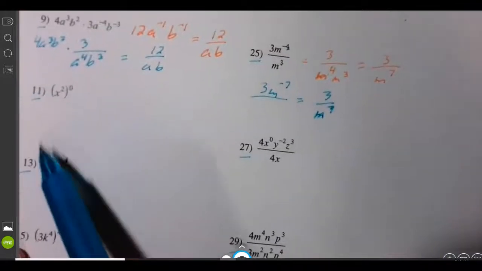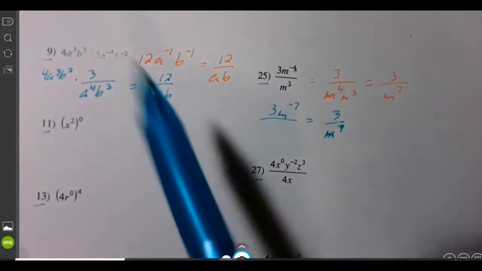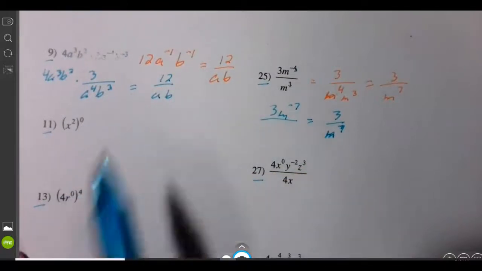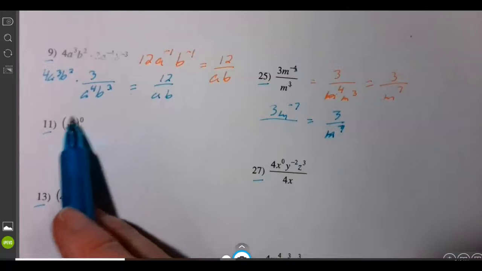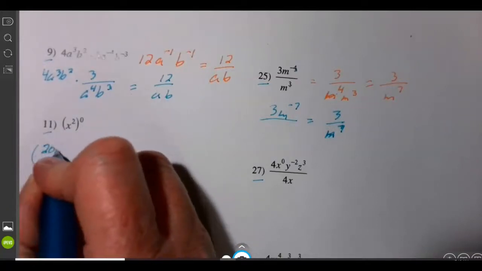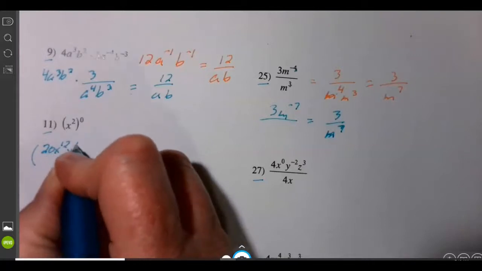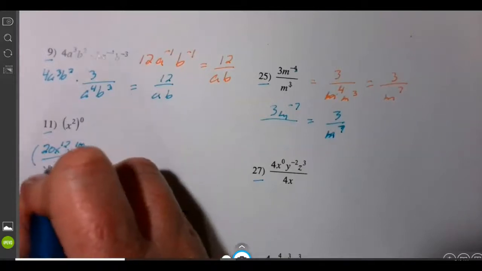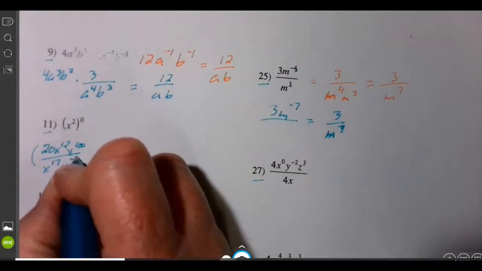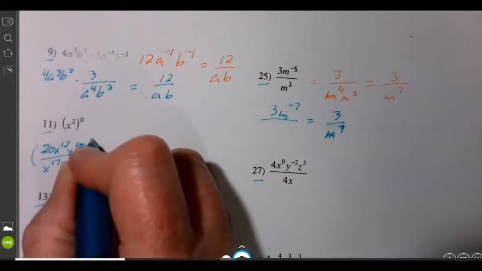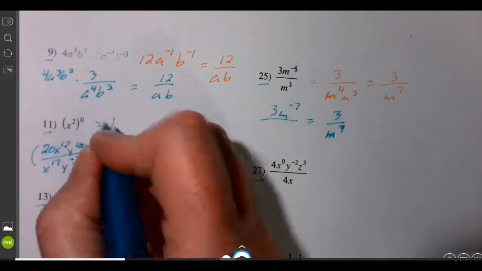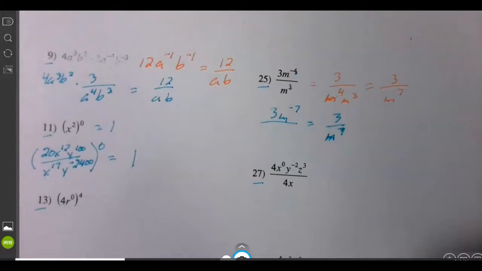Now I want to look at 11 and 13 at the same time. The reason for that is because it totally depends on where that exponent of 0 is. Here my exponent is on the outside, so it doesn't matter what is on the inside. I could have something like 20 x to the 12th y to the 100th over x to the 17th y to the negative 2400. And if it was all to the 0, that would still be equal to 1, just like this is equal to 1. So it just depends on where that exponent is.